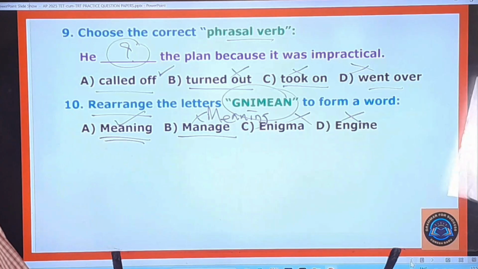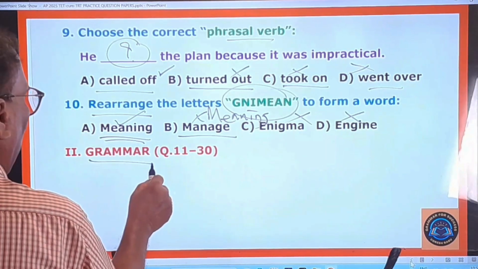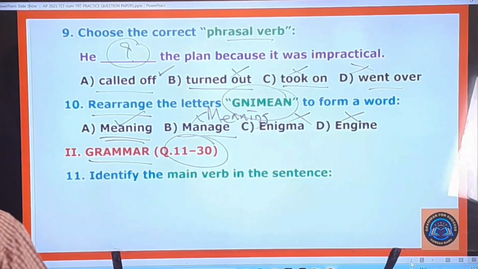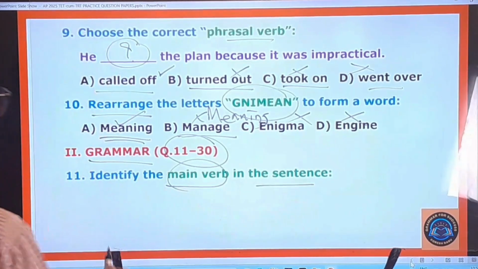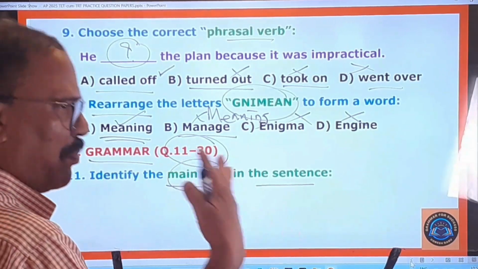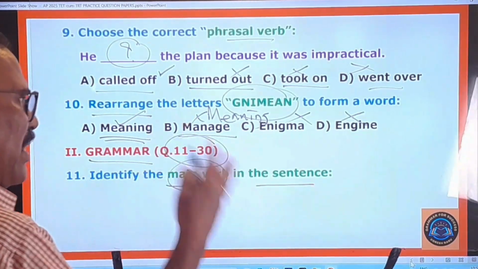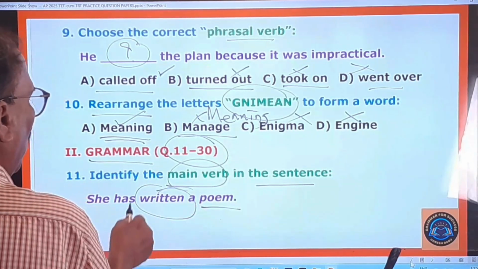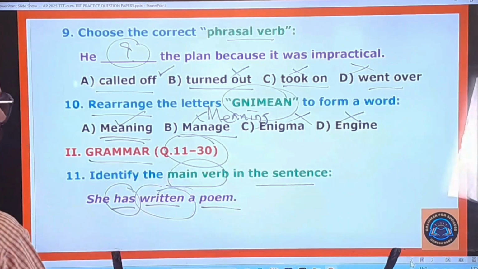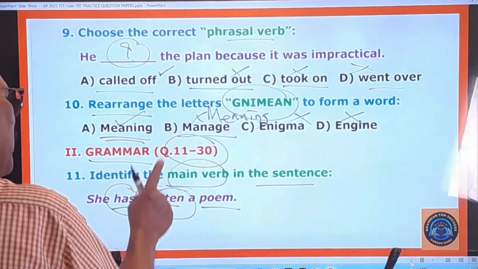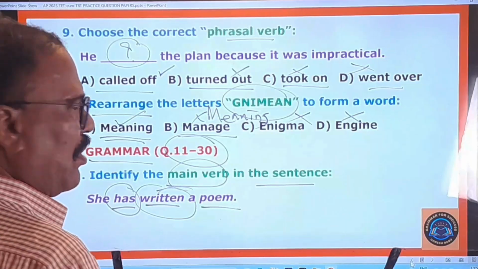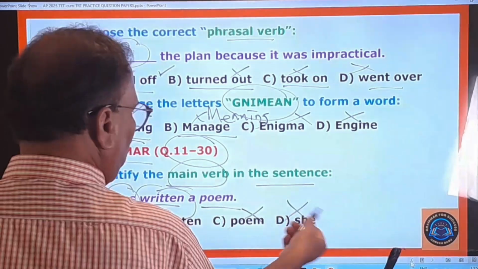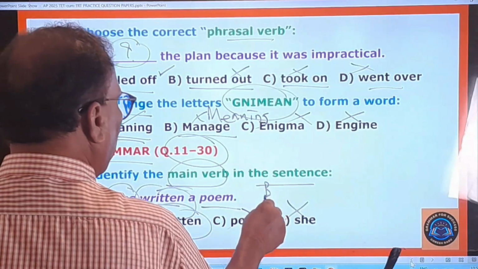Now you go to the second section of this question paper, that is grammar, and 20 questions are given in this section. Now let us look at the first question. Identify the main verb in the sentence. About the helping verbs and main verbs you know pretty well, and here he is asking you to identify the main verb. What is the question given? She has written a poem. So this is the helping verb, this is the main verb. You know very well. Any Tom, Dick and Harry can identify the main verb. It is so simple. So here has is not the main verb. Poem is not the main verb. She, no. So only written is the main verb. So B is your answer.